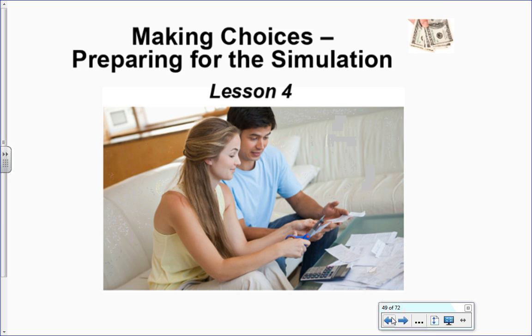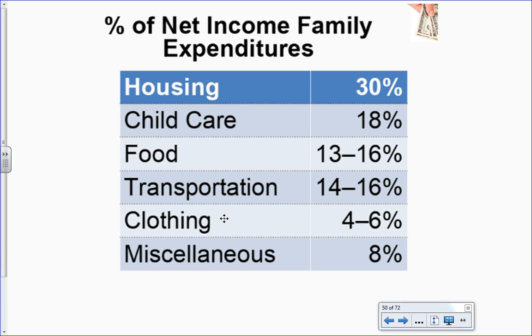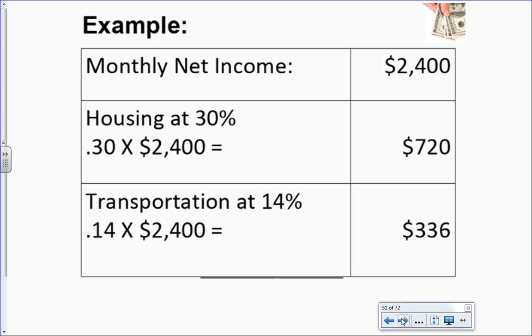I want you to briefly talk about the things you're going to do in the simulation. So, net income family expenditures, each percent, so these are for the different things: housing, 30%, transportation, 14 to 16%. So an example, monthly net income, $2,400, housing at 30%, transportation.